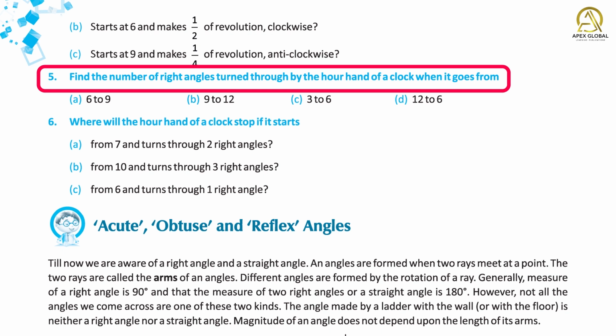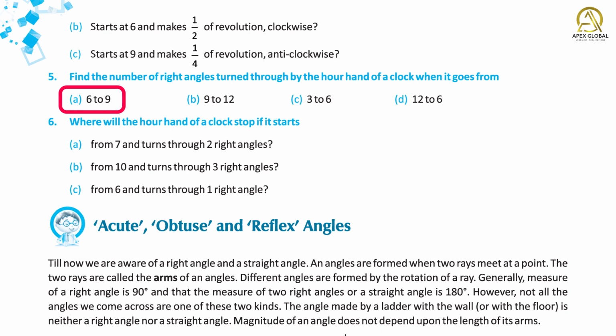Question 5. Find the number of right angles turned through by the hour hand of a clock when it goes from A. 6 to 9. Solution. 1 right angle. B. 9 to 12. Solution. 1 right angle. C. 3 to 6. Solution. 1 right angle. D. 12 to 6. Solution. 2 right angles.